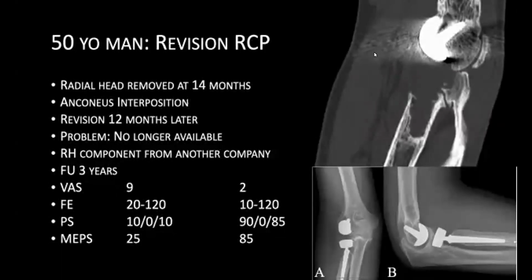This patient caused a specific problem. So it was a 50-year-old man. He had a radiocapitellar prosthesis placed. 14 months later, the radius component was removed because of pain. An anconeus interposition was performed, and unfortunately, it didn't work. So we had to revise him 12 months later, but we had a problem. The prosthesis was no longer available. So we used a radial head component from another company, and at a follow-up of 3 years, he went from a VAS score of 9 to 2. His flexion extension improved a little bit, but pronation supination improved tremendously. And the Mayo performance score went from 25, so very poor, to 85 because of the mild pain. And this was a very happy patient.